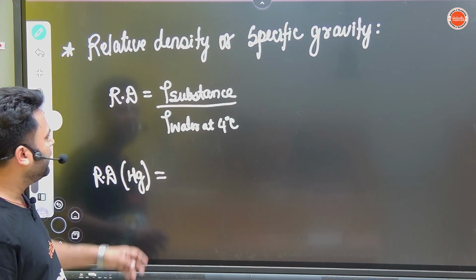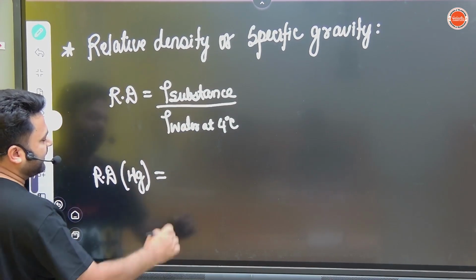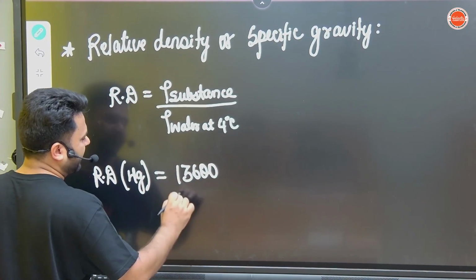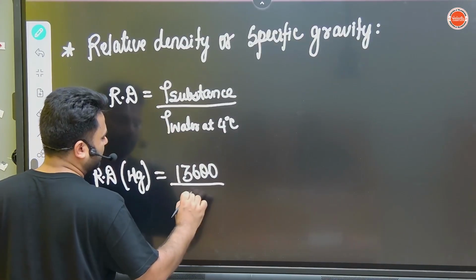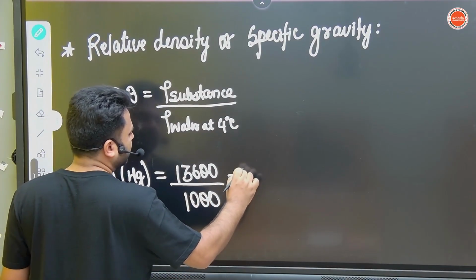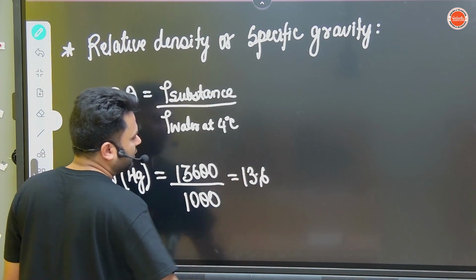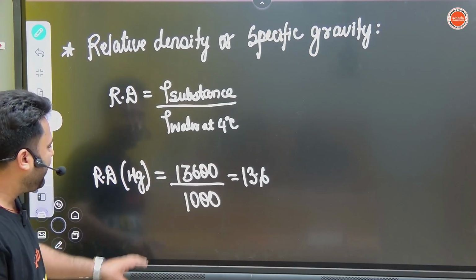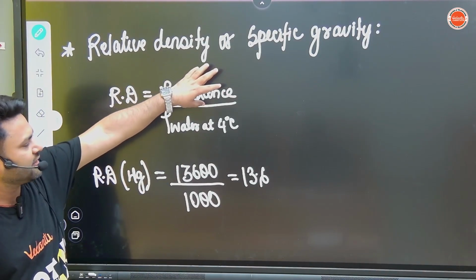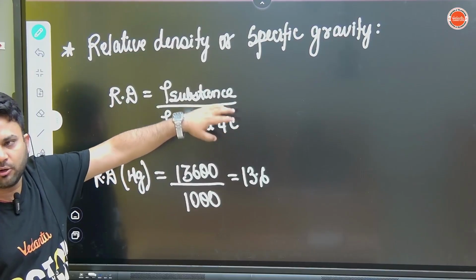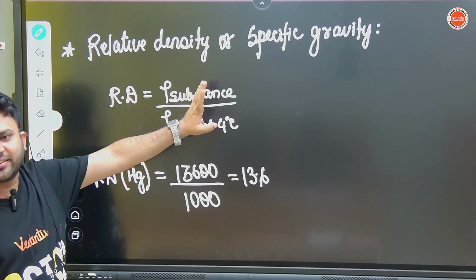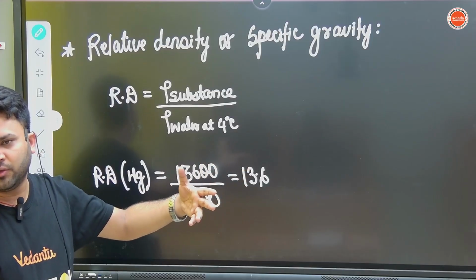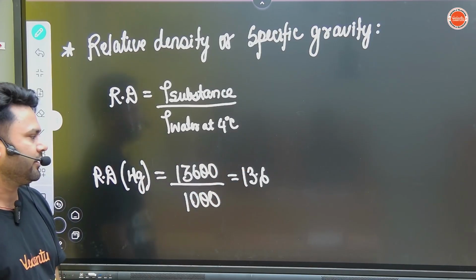For example, they ask what is the relative density of mercury. How will you find it? The density of the substance, that is mercury, is 13600, divided by the density of water, that is 1000. So how much will you get? 13.6. Now one point to be noticed: relative density has no unit, because this is kg per meter cube and this is kg per meter cube, so it will be cancelled. It is a ratio, basically, no dimension, no unit.